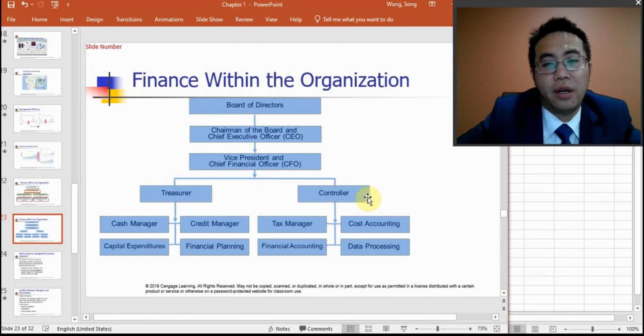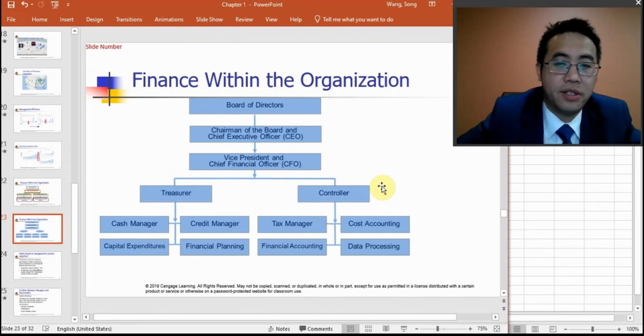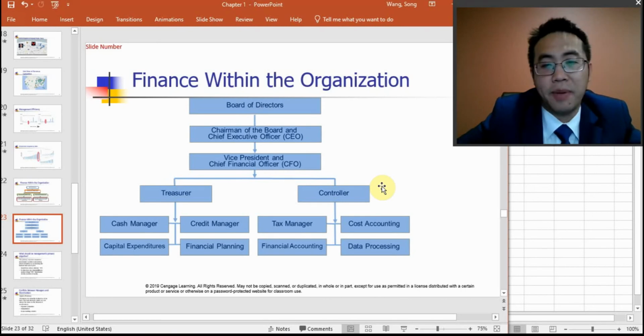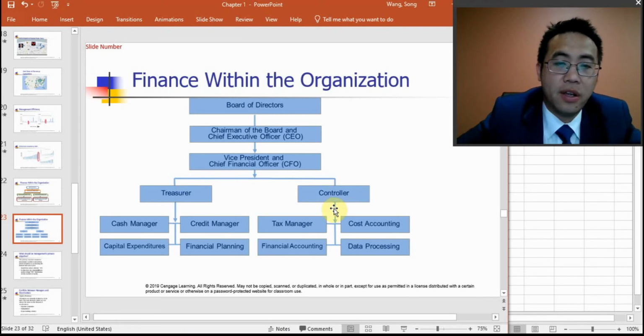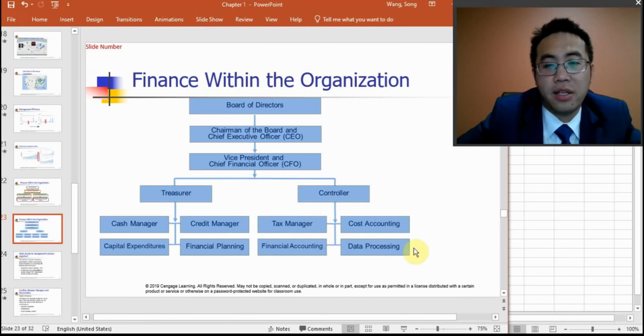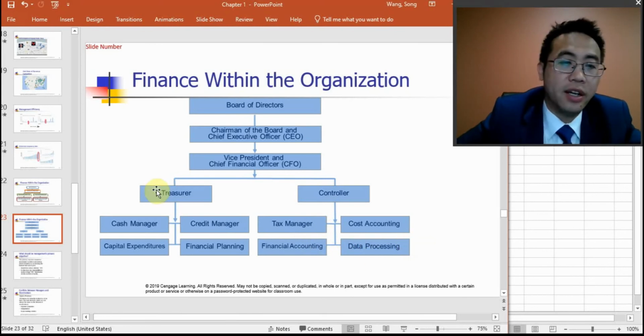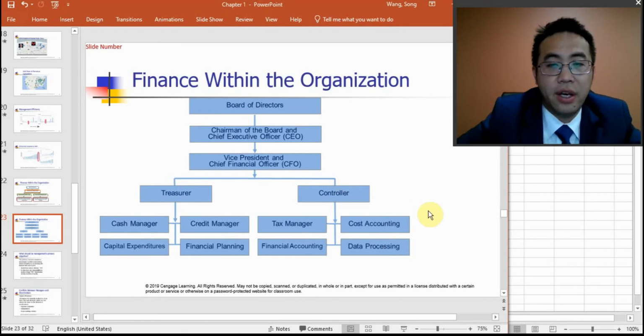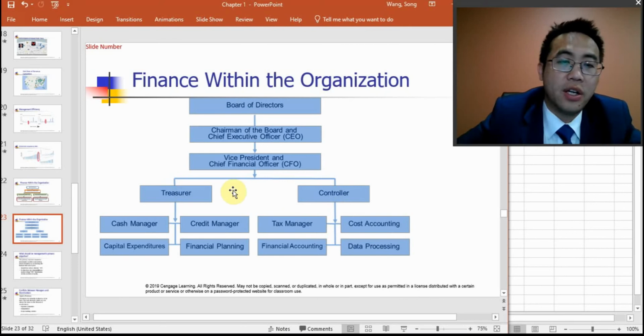The controller here basically takes care of the company's financial information. They collect the accounting information, consolidate the information, and then disseminate the information to the investor body. Under the controller, there is a cost accounting manager, tax manager, financial accounting manager, and also data processing experts. Basically, the treasurer takes care of the money and the controller takes care of the information. In a healthy organization, the treasurer and controller have to be separate.